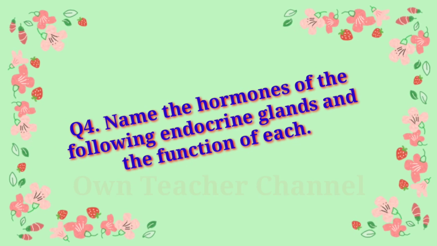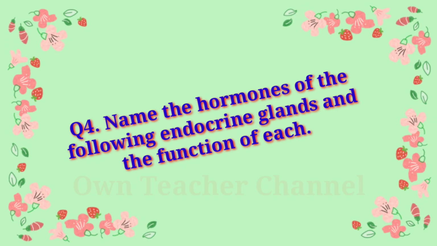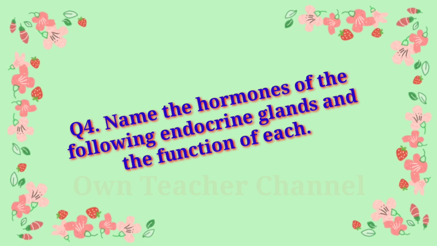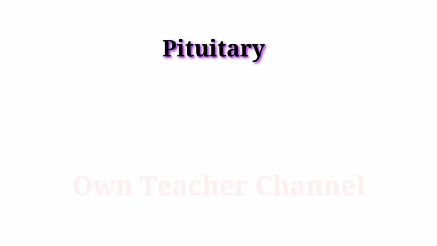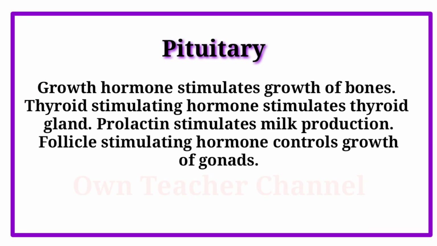Question 4. Name the hormones of the following endocrine glands and the function of each. Pituitary. Growth hormone stimulates growth of bones. Thyroid stimulating hormone stimulates the thyroid gland. Prolactin stimulates milk production. Follicle stimulating hormone controls growth of gonads.